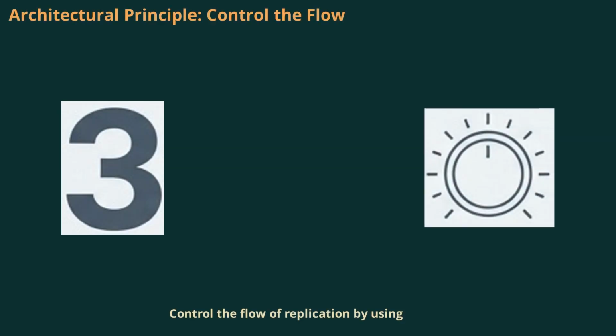Control the flow of replication by using site link cost as a strategic tool. Assign higher cost to unreliable links and manage schedules and intervals to align with business needs and network capacity. This approach ensures that replication is both reliable and efficient, supporting your organization's operational requirements.